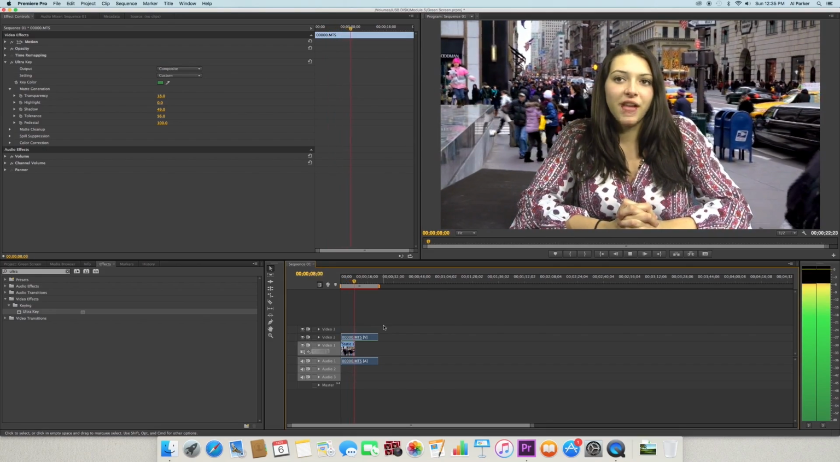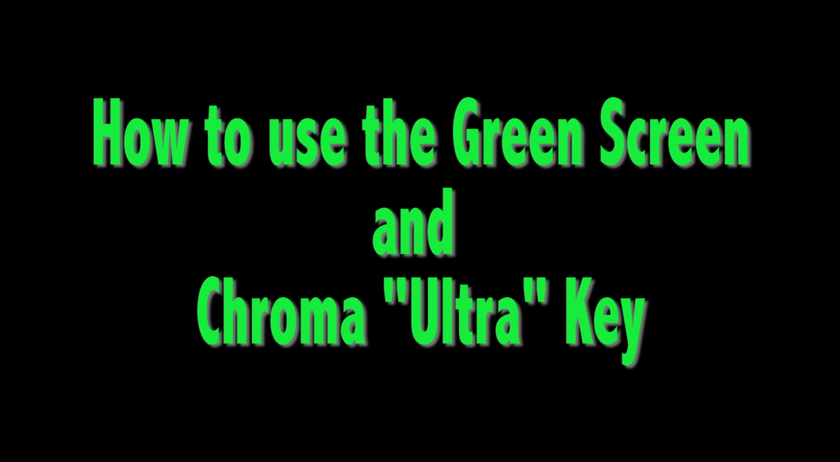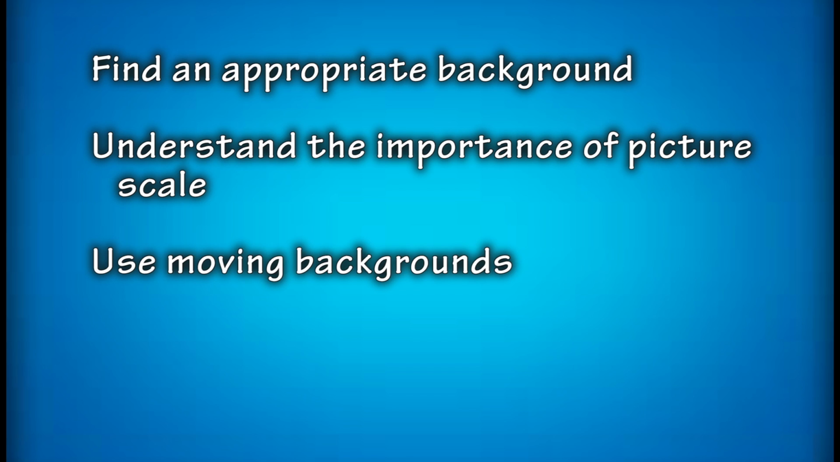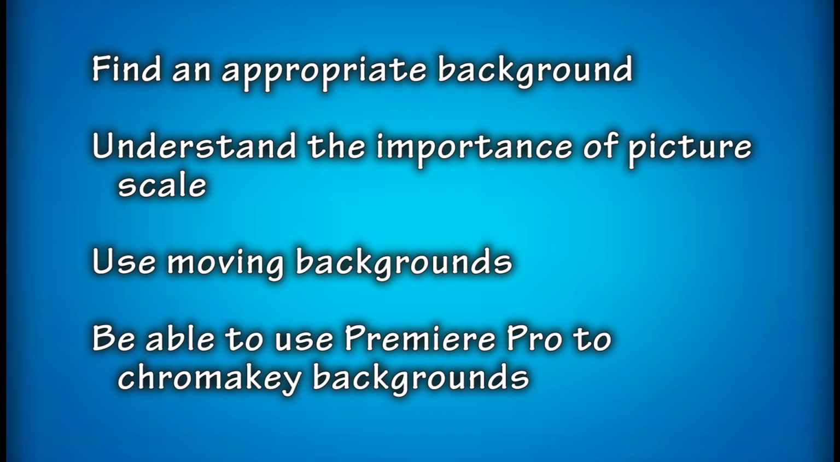Well, that concludes this lesson on how to use the green screen and chroma key. As a reminder, there were 4 things that you should have learned by watching this video. And they are how to find an appropriate background for your project, understanding the importance of picture scale, searching and locating moving backgrounds, and being able to use Premiere Pro to chroma key a background in your project.